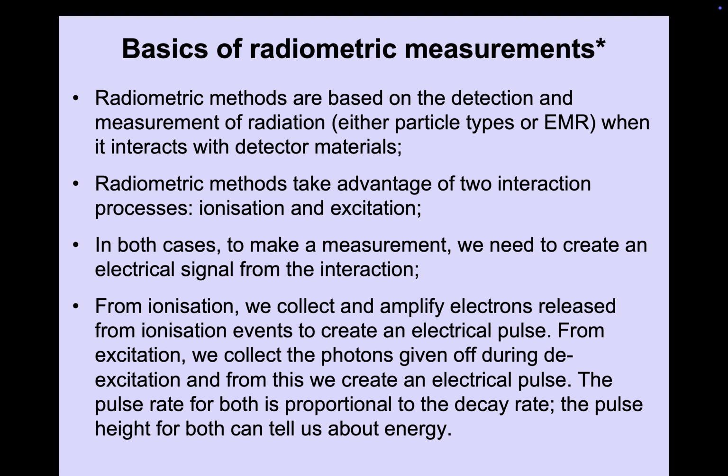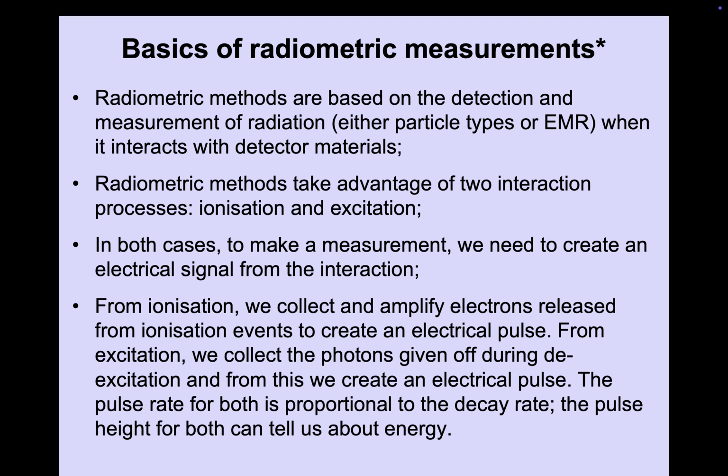So we're going to start with some basic information on radiometric measurements. And what you're going to see is that radiometric measurements are methods that are based upon the detection or measurement of radiation that comes from the decay of an unstable nuclide. And here what we're generally going to be doing is either detecting the particle types that are emitted from that radioactive decay, i.e. the alpha or the beta, or alternatively we will be detecting this EMR, electromagnetic radiation.